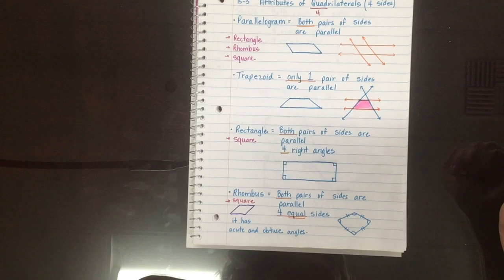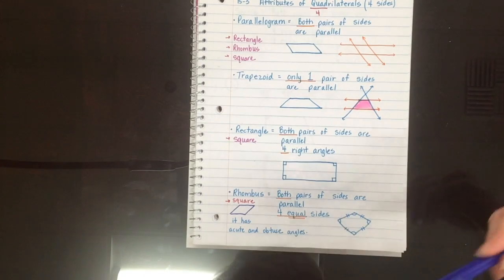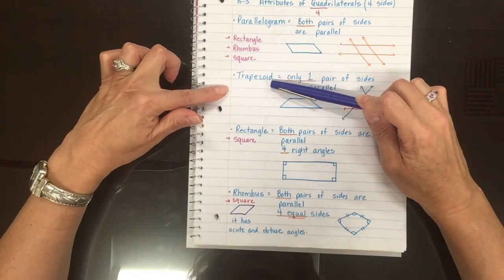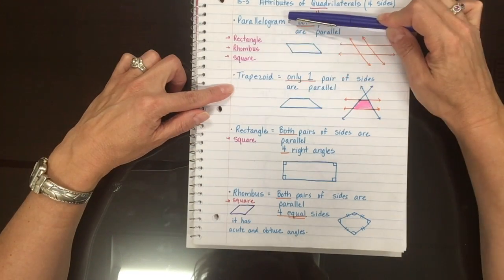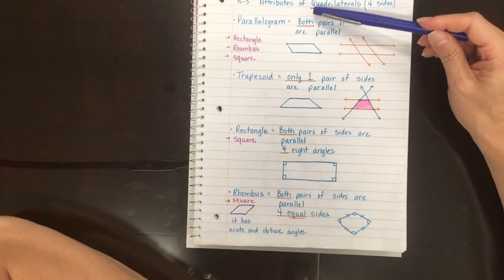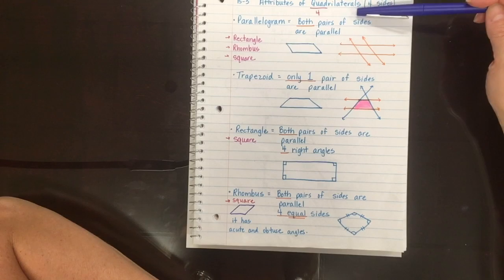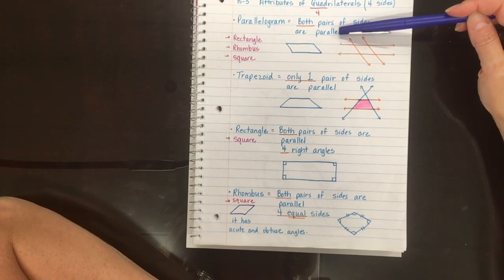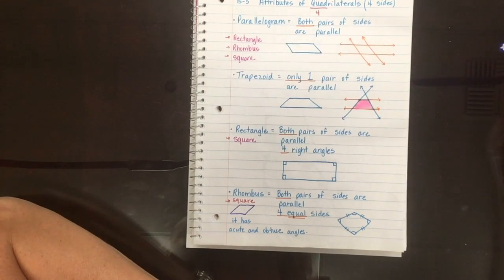Okay, how are parallelograms and trapezoids different? So if I look at a trapezoid and a parallelogram, what makes them different? Well, if I see here, parallelograms, both pairs of sides have to be parallel. In a trapezoid, only one pair is. That is how they are different.